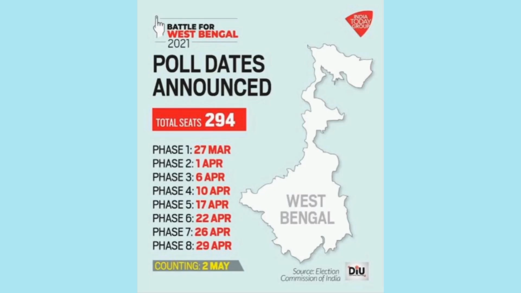Poll dates were announced for 294 seats. Phase 1, 27 March; Phase 2, 1st April; Phase 3, 6th April; Phase 4, 10th April; Phase 5, 17th April; Phase 6, 22nd April; Phase 7, 26th April; Phase 8, 29th April.